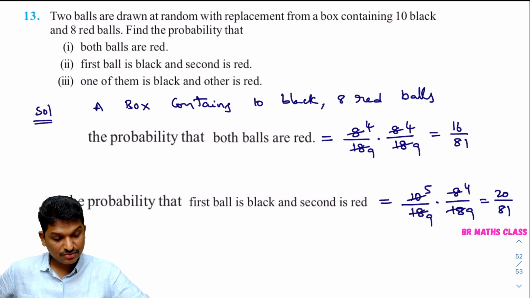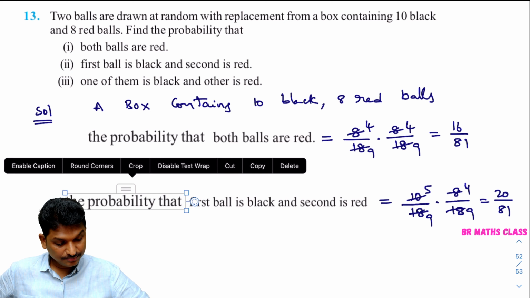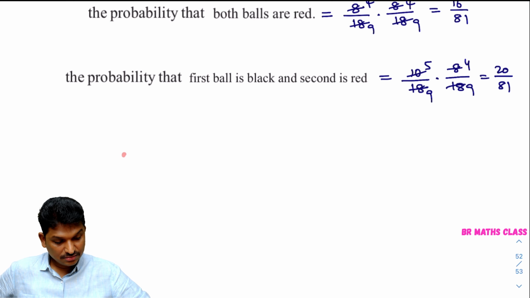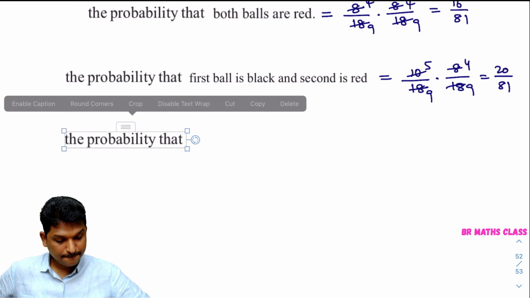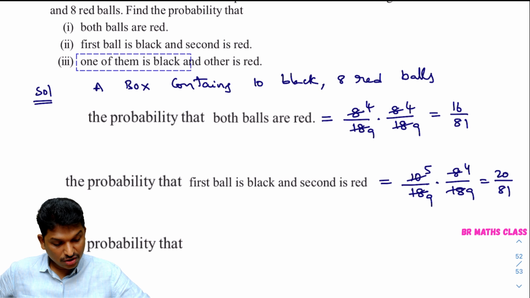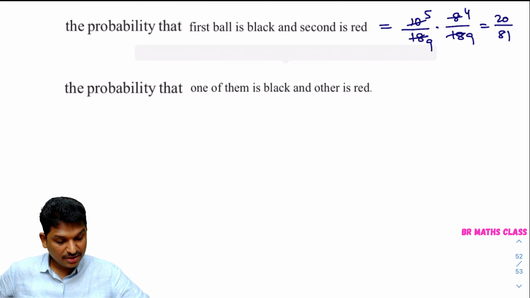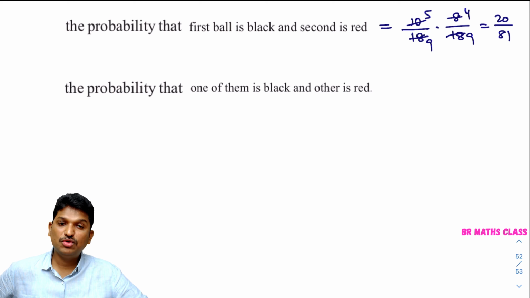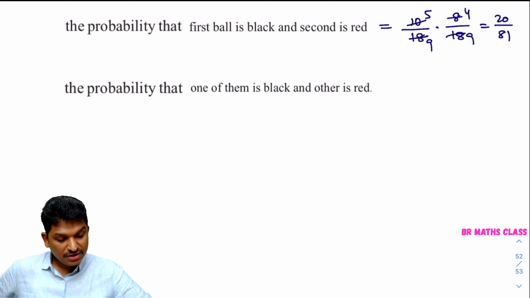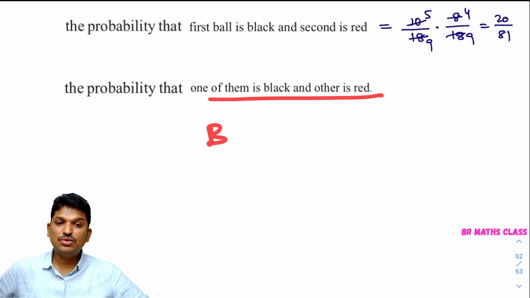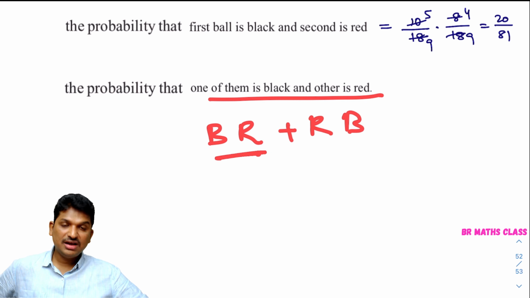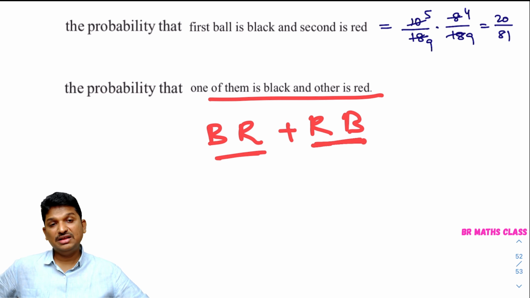And one more bit is there in this. What is that? The probability that one of them is black and the other is red. What is the probability that one of them is black and the other is red? One of them is black, other is red means there are two chances. First one is black, second one is red. Another chance is first one is red, second one is black. In this case, one of them is black and the other is red. In this case also, one of them is black, the other is red.